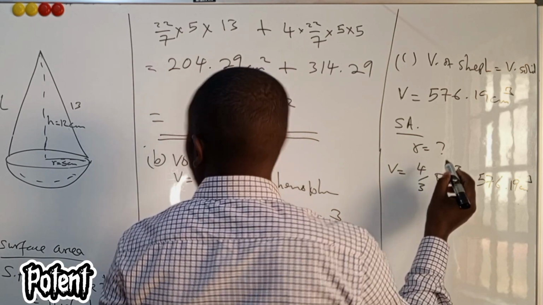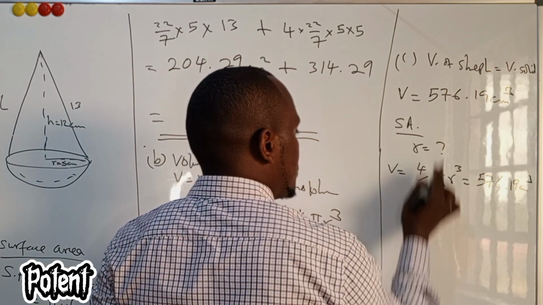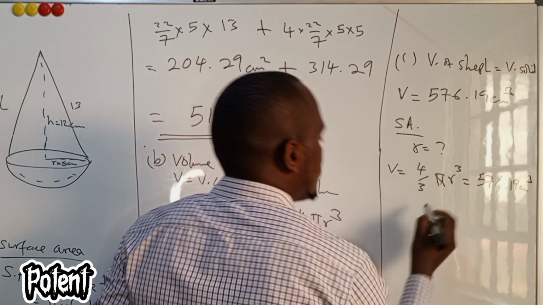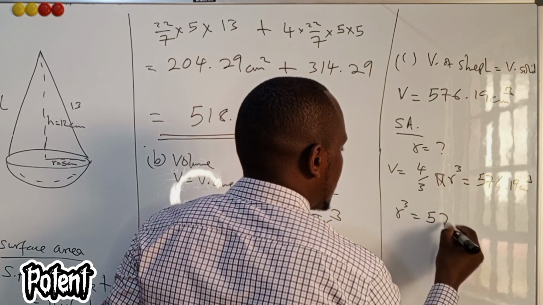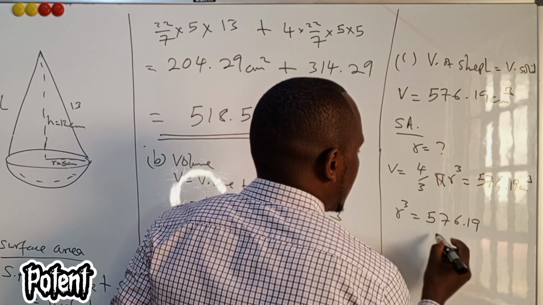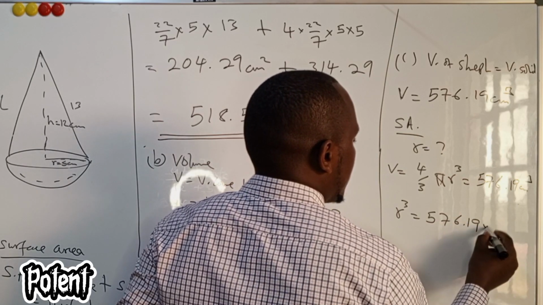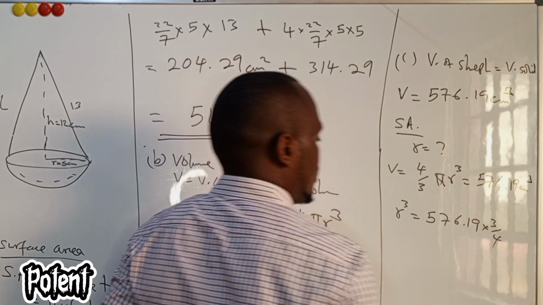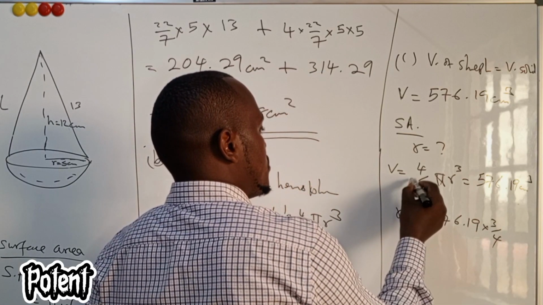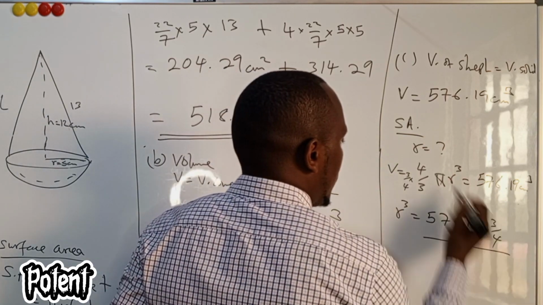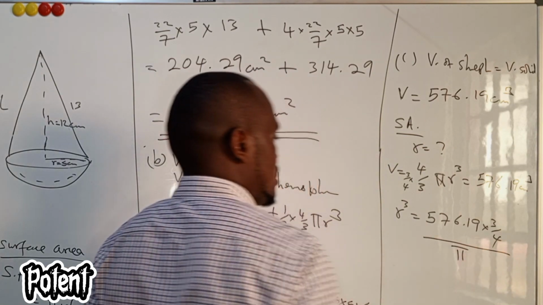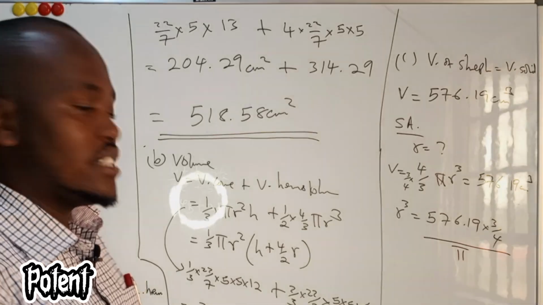You can solve this part or you can take it to the other side. So r cubed is equal to 576.19 times 3/4. Because if you multiply by 3/4, you change it. Then the answer over pi, which is 22/7. Okay?